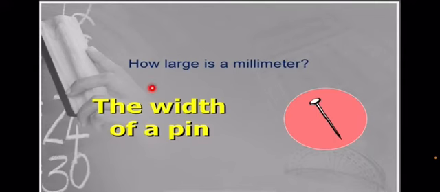Now how large is a millimeter? A millimeter is very small. It is the width of a pin. So if you have seen a nail or a pen, its size is very small. So that is actually the size of the millimeter. So it is the smallest size.